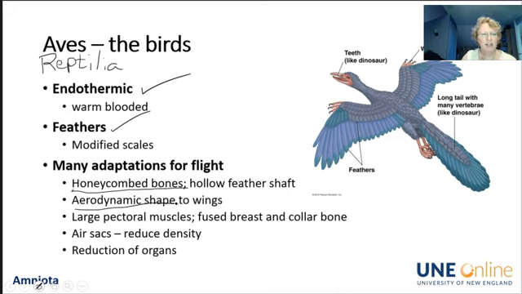Aerodynamic shape to the wings, large pectoral chest muscles, fused breast and collarbone, and air sacs. Air sacs to reduce density, also reduction of organs to reduce the weight of their bodies.